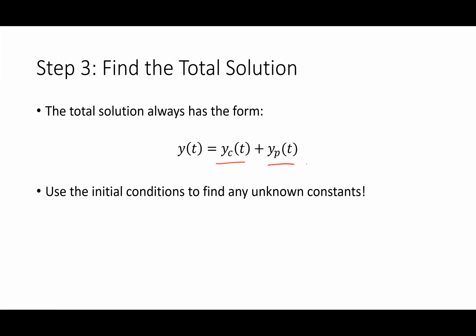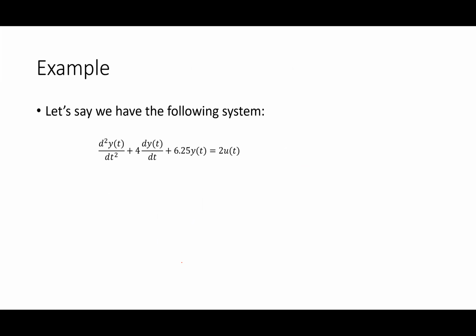How many unknowns am I going to have by the time I get done? At the beginning of step 3, I'm going to have 2. The two constants in my transient solution are the things I don't know. So how many initial conditions do I need? 2. I need an initial condition for y of 0, but I also need one for dy by dt of 0. So I need two initial conditions, one for y and one for dy.